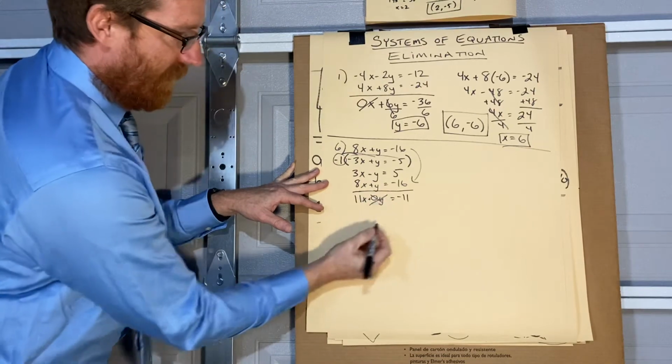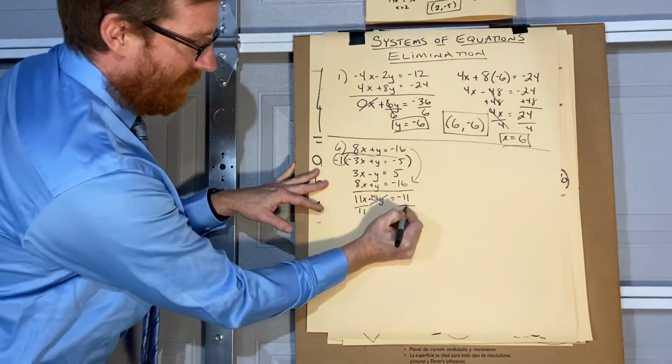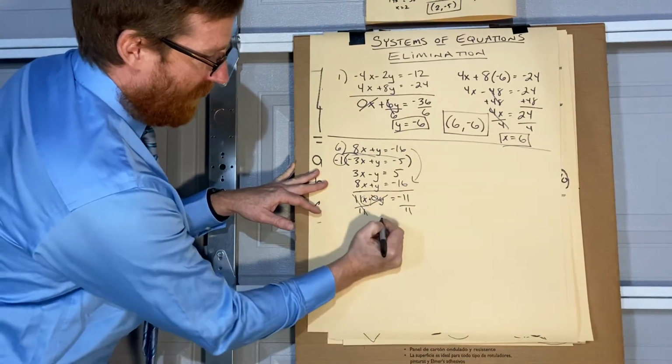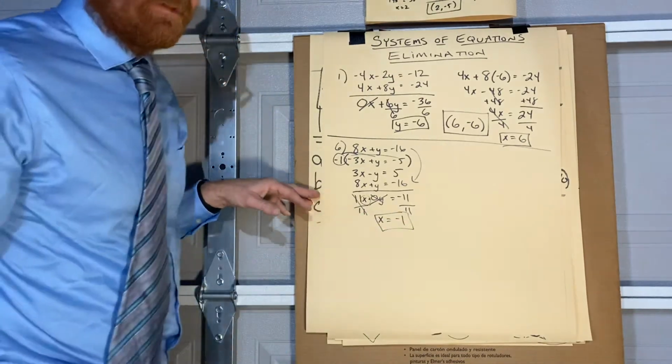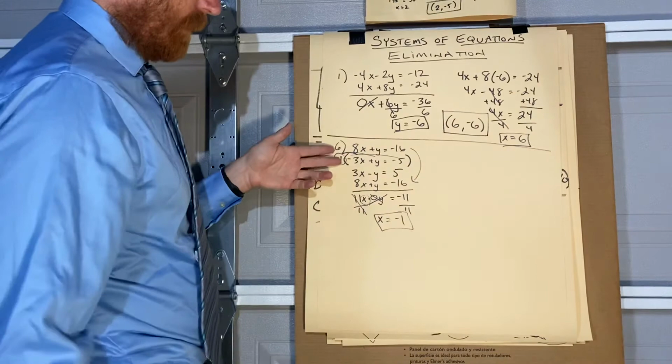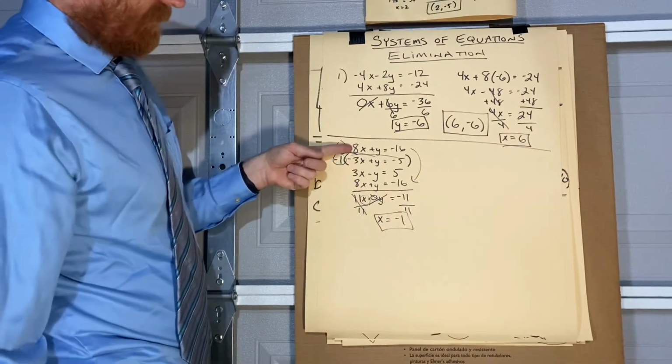Since that drops out, I'm going to be able to divide by 11 on both sides, and I'm left with x equals -1. That's part of my answer. I'm not done yet. I've got to plug it back into one of the equations. Pick whichever one you want. I'll pick the top equation this time.